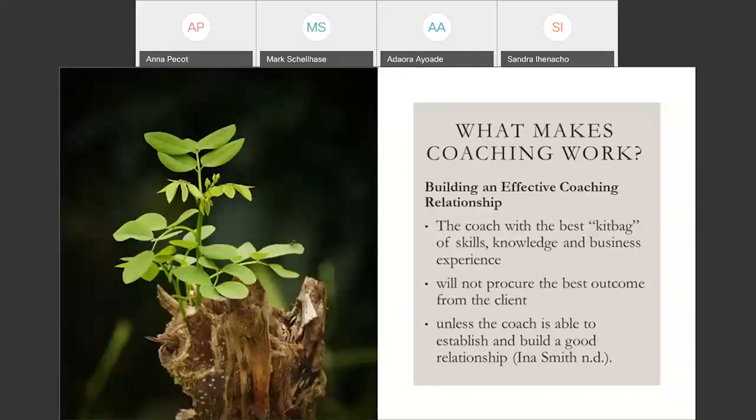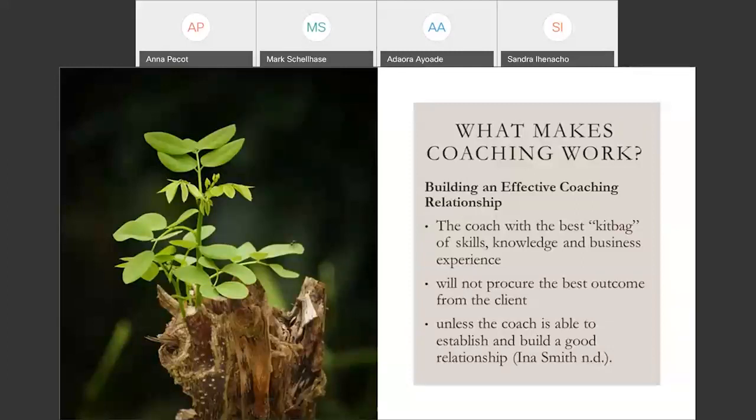One is building an effective coaching relationship. And that is why I think, Charika, you talked about trust. Someone else talked about mutual openness, trust, and Sebastian Okeke said, yes, mutual trust and openness. This is very, very key. Now, Ina Smith said the coach with the best kit bag of skills, knowledge, and business experience will not procure the best outcome from the client unless the coach is able to establish and build a good relationship. And that's just it.